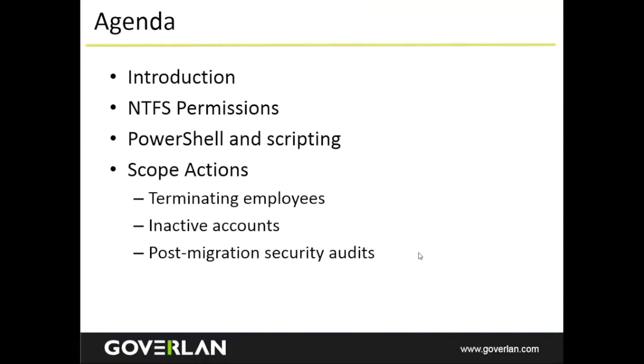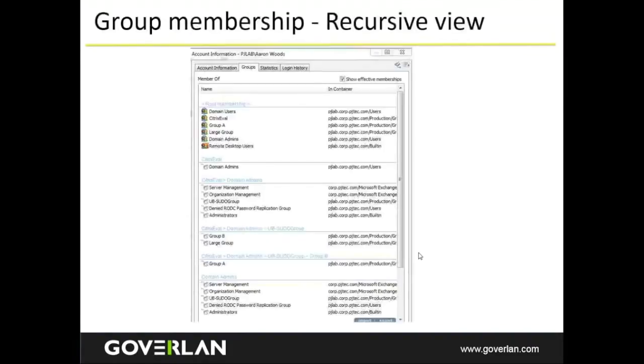So let's get started taking a look at NTFS permissions. To kick this off, this is a view you already have within the Goverlan console. Within admin and diagnostics, if you navigate to any user, you can open up that user's account information and then navigate over to the Groups tab and check off that Show Effective Memberships checkbox, and you'll get this recursive view of memberships so you can understand why an individual in your organization is a part of the groups they're a part of and therefore has the memberships that they have and the rights that they have.